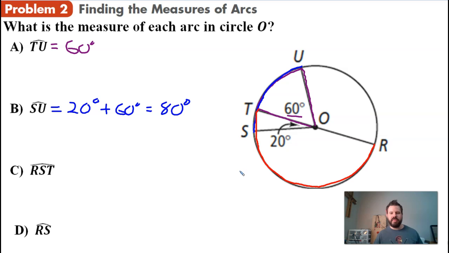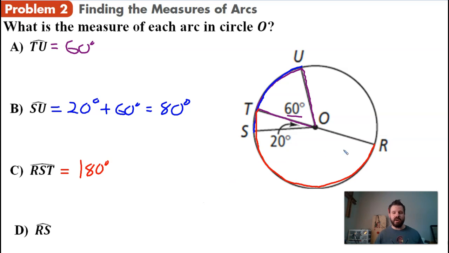Okay, well, that looks like it's just a semicircle. It's making up half the circle. And I can tell that because I have a straight line through R, through O, through T. We know that semicircles are just 180, half of 360. So we'll say that arc measure is just 180.